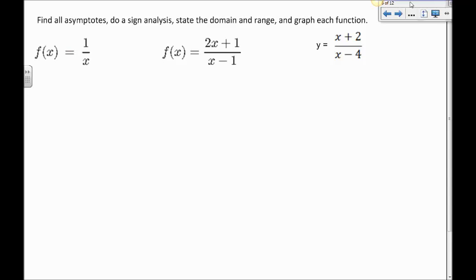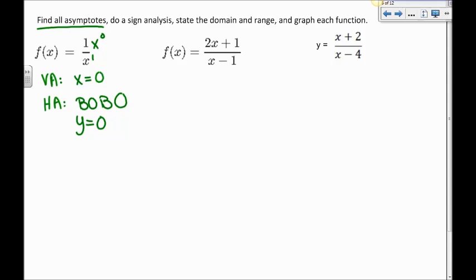So let's first find the asymptotes. So find all asymptotes first. So in this one, we're going to find our vertical asymptote, which means that our denominator is equal to 0, or just x equals 0. Our horizontal asymptote, we've got x to the power of 1 in the denominator, x to the power of 0 in the numerator. So we've got a bigger bottom situation, which means y equals 0.